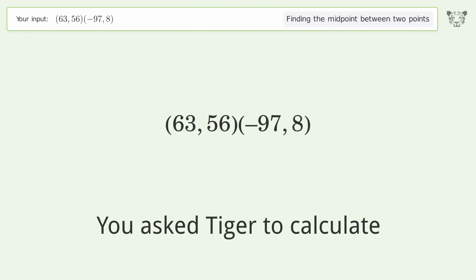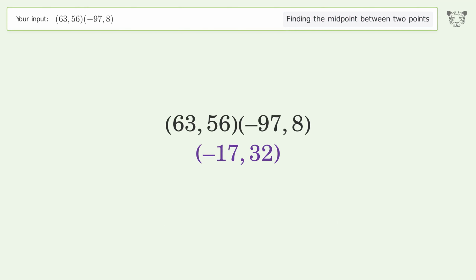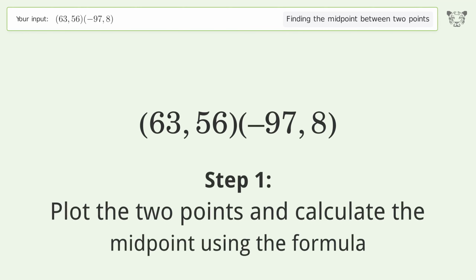You ask Tiger to calculate. This deals with finding the midpoint between 2 points. The midpoint between the 2 points is negative 17, 32. Let's solve it step by step. Plot the 2 points and calculate the midpoint using the formula.